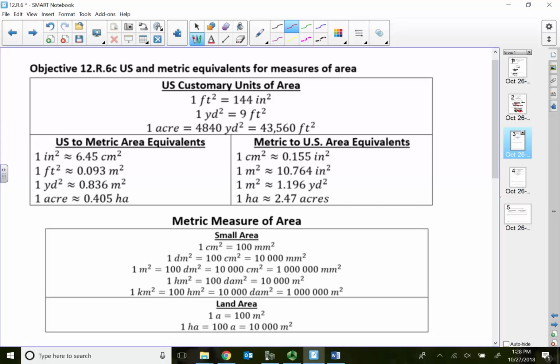155 integrated review for 12.6. In this lecture video, let's take a look at how we can convert between units and metric involving area.